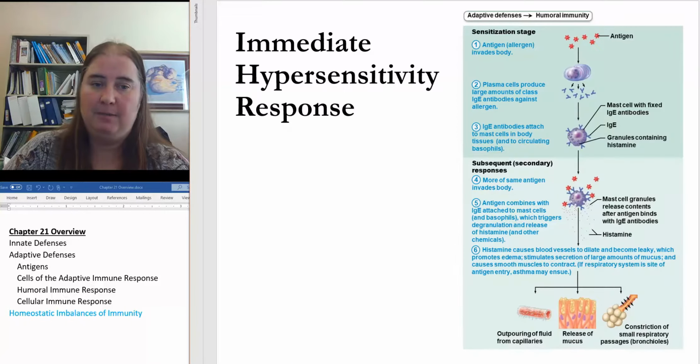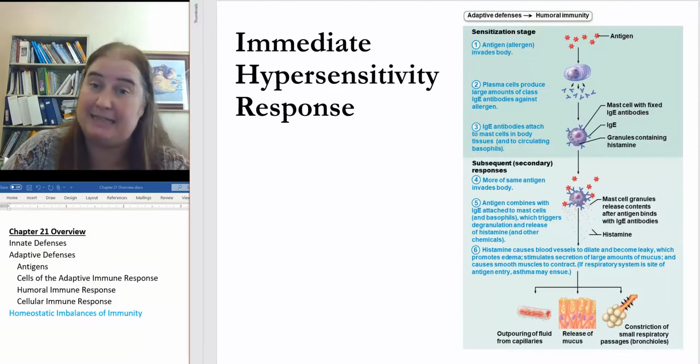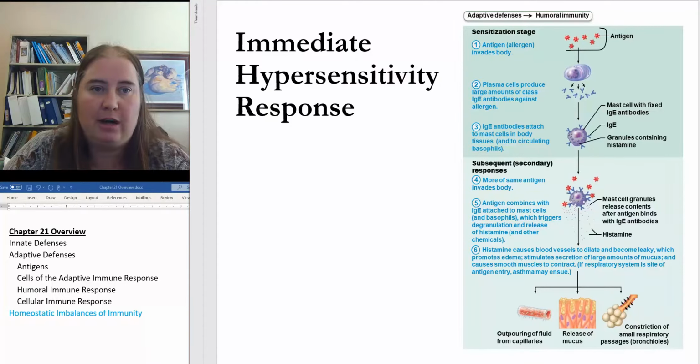Okay, I'm going to come back to that slide. Let me show you what we mean by it sensitizes. So here is our allergen. This right here is our allergen. Over here it says antigen, I'm just going to put allergen next to it.